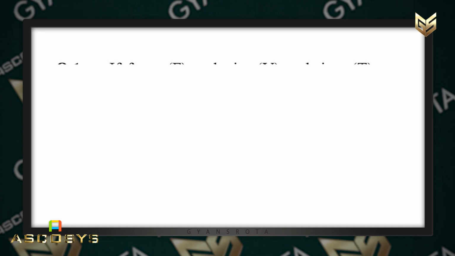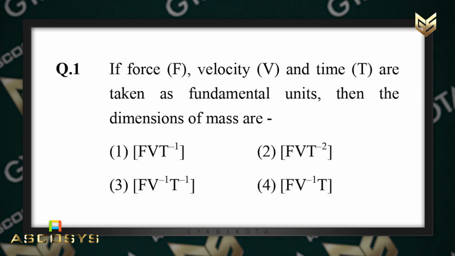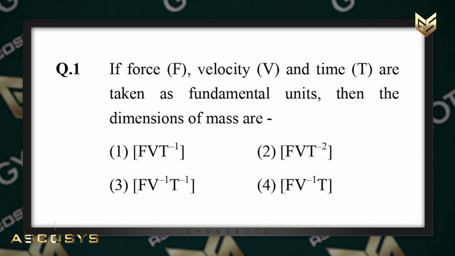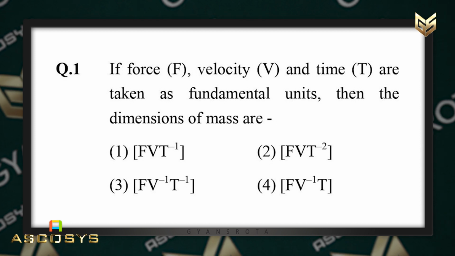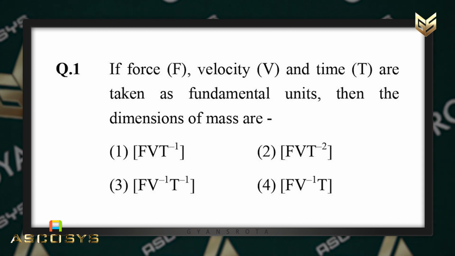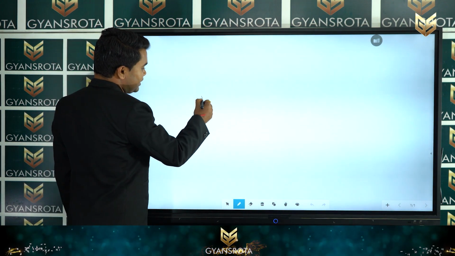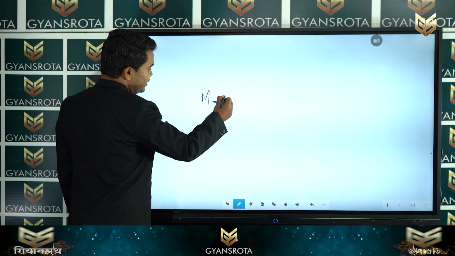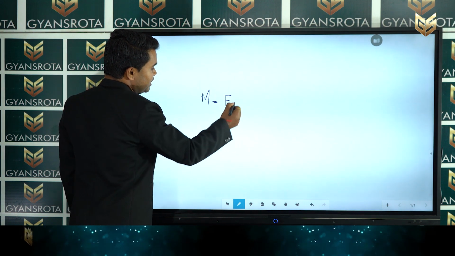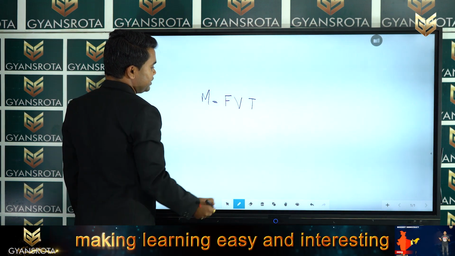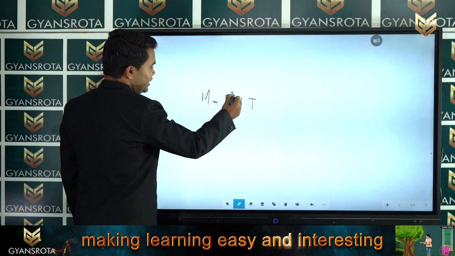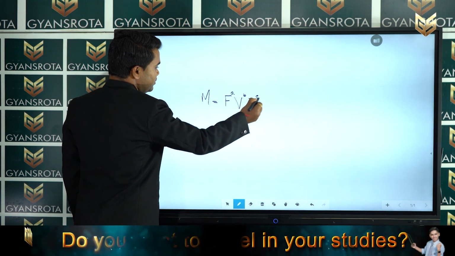So question number 1, if force F, velocity v and time t are taken as fundamental units, then what will be the dimension of mass? In the question it is saying that mass is taken as the dimension of force, velocity and time t. Let us take this one as a, b and c power.